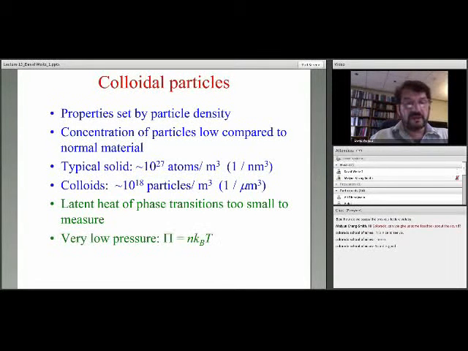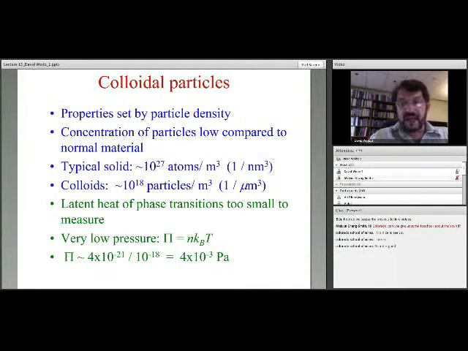The osmotic pressure, which is just given by the number density times kT, is much, much lower for colloidal particles than for ions or anything else in a fluid. So the osmotic pressure from the colloids themselves typically is very low. And again, if you calculate that for typical examples that I've given here for 1 micron, it's about 10 to the minus 3 pascals, millipascals.